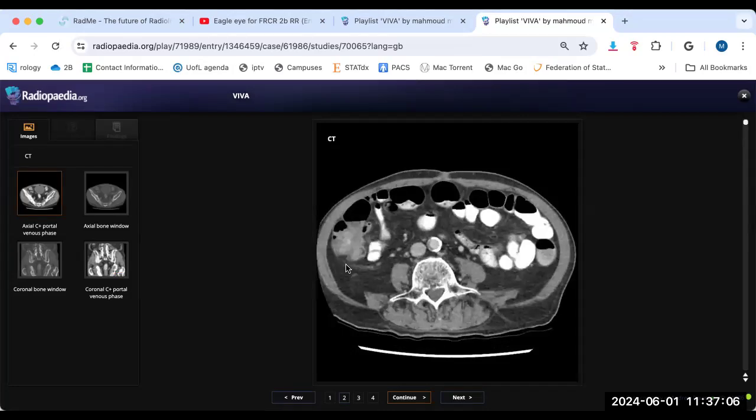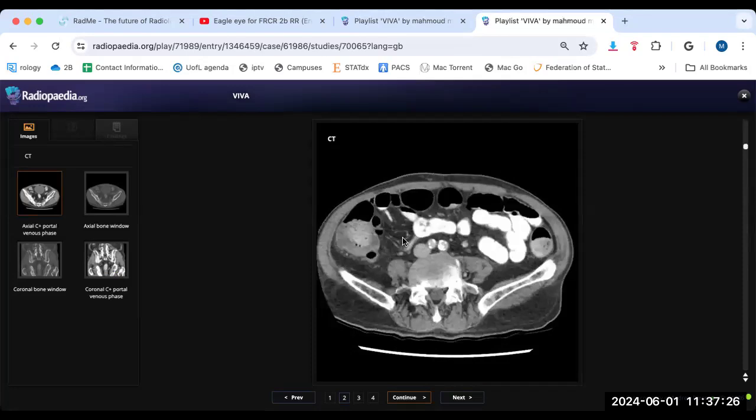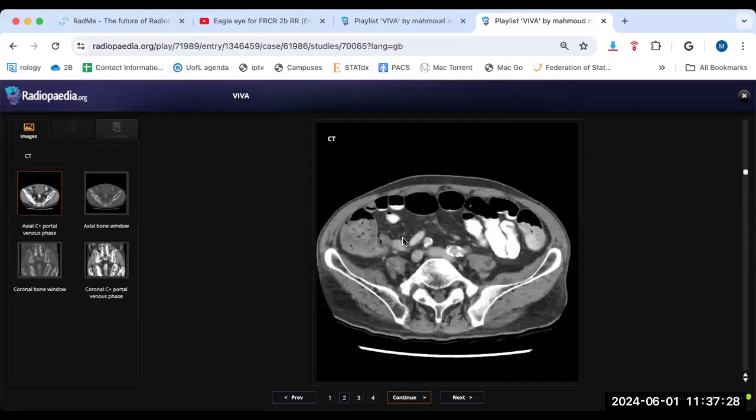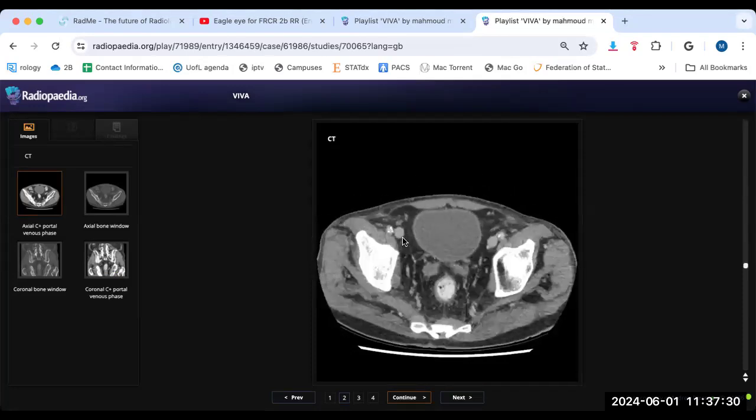So he put the possibility of ischemic colitis or ischemic disease, but he didn't mention anything about the vessels before. So don't do that in the exam. You should describe everything, and from your description, you go to the interpretation and diagnosis. Make sure that you see everything as you saw in this case.